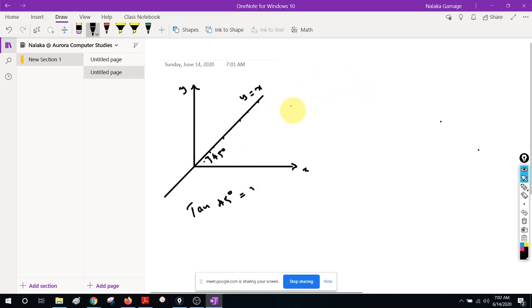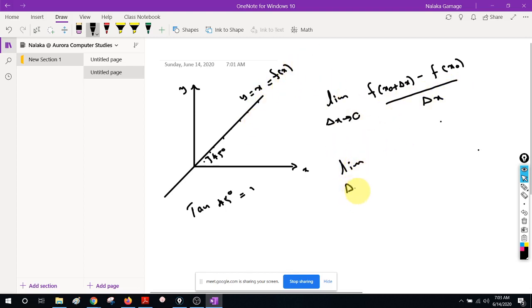Now let's apply the definition. Our f(x) is x. Limit as delta x goes to 0, by definition, of f(x naught plus delta x) minus f(x naught), divided by delta x. In our case, f(x) is y equal x, so f(x) is x now. Now let's apply it.